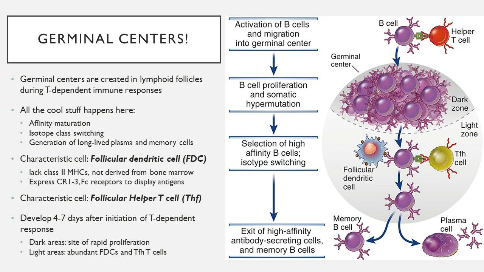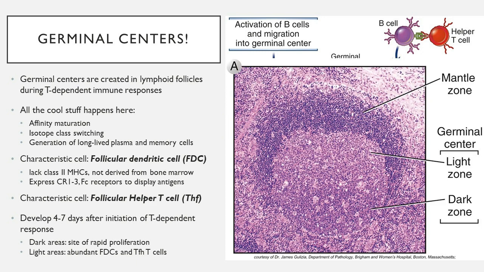There are two areas of germinal centers called the dark zone and the light zone. The dark zone is filled with just B cells, and this is the site of rapid proliferation of the B cells. The light zone has B cells in addition to two characteristic cells of germinal centers. One is the follicular helper T cell, and this is what the helper cells differentiate into once they're inside the germinal centers. And then there's also follicular dendritic cells.